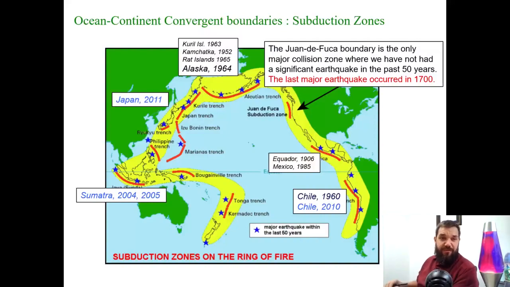Now take a look at this, folks. Where are the magnitude 9 earthquakes at? They're on the subduction zones, right? They're right there at the subduction zones. Question for you all. Do any of you see a red subduction zone that does not have at least one blue star?